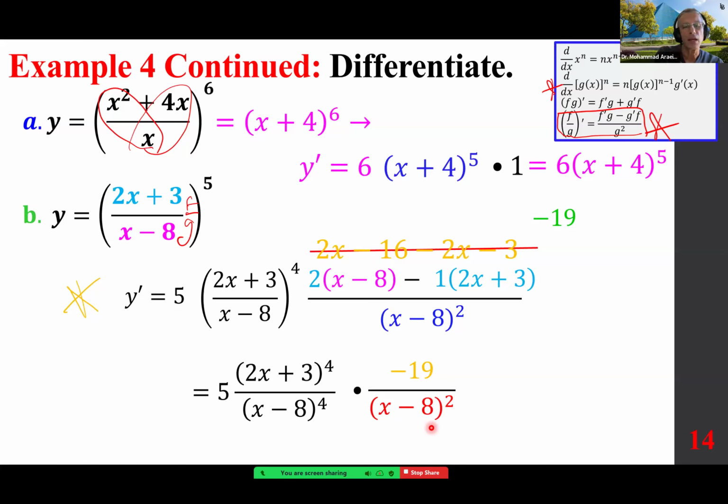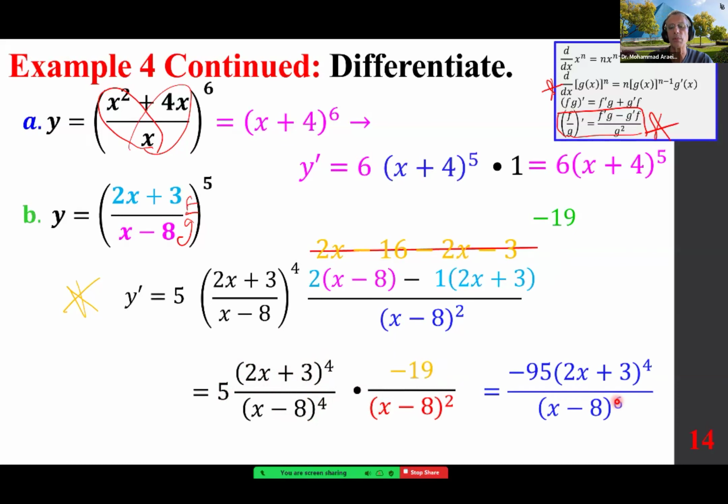Now, in the numerator, we have 5 times (2x plus 3) to the power of 4 times minus 19. So we multiply these two and we get negative 95 times (2x plus 3) to the power of 4 in the numerator. The denominator has x minus 8 with the power of 4 and with the power of 2. Their product will add up the exponents and it becomes (x minus 8) to the power of 6. And this is the final answer.